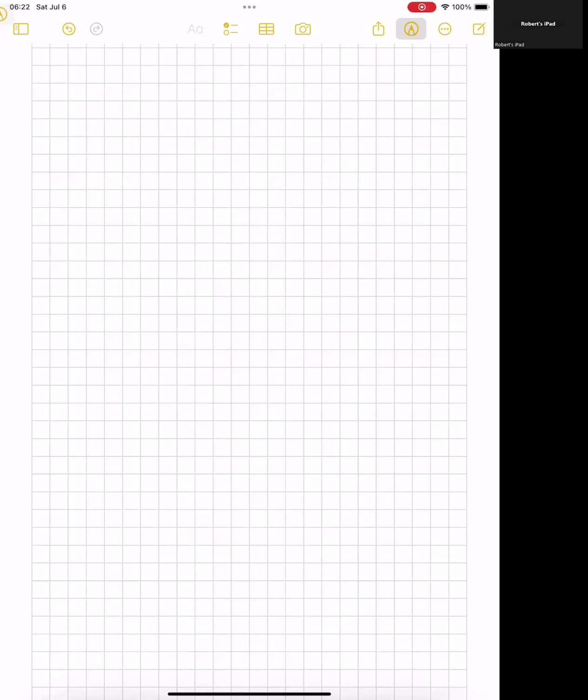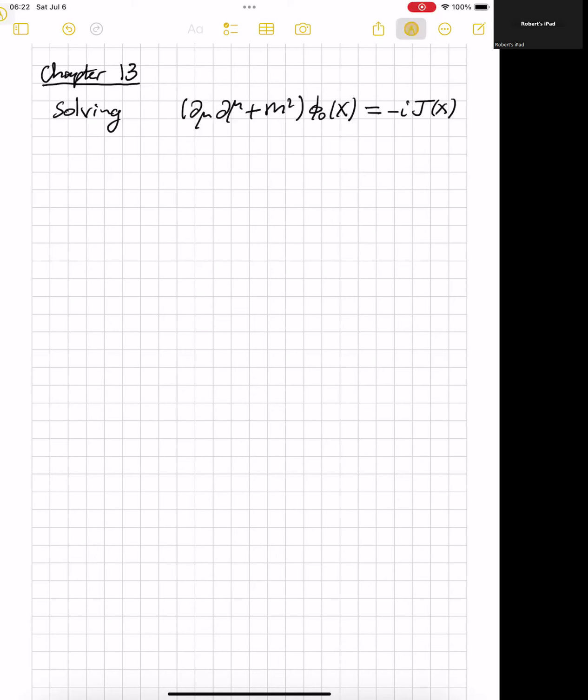Okay, so we're just now starting chapter 13. So let's put down chapter 13. And let me tell you what we're going to do in this chapter. This chapter will be all about solving the differential equation (∂² + m²)φ₀(x) = −i j(x). So it's all about solving this differential equation in detail. By the time we finish this chapter, you will know exactly how to solve this partial differential equation.